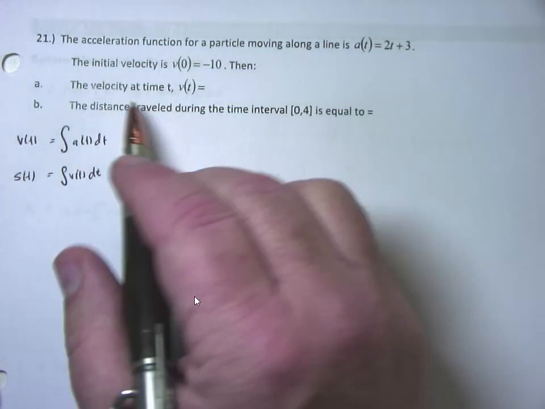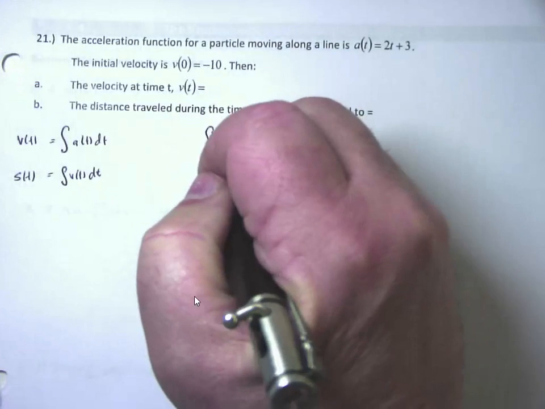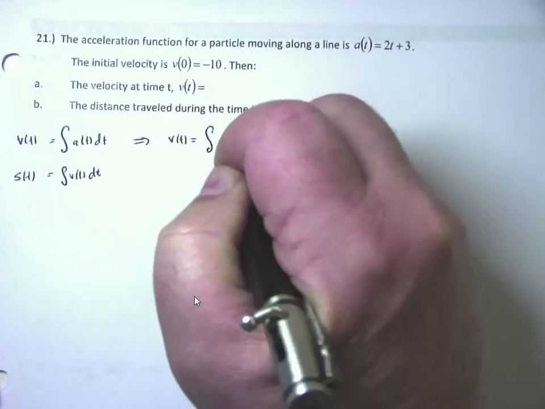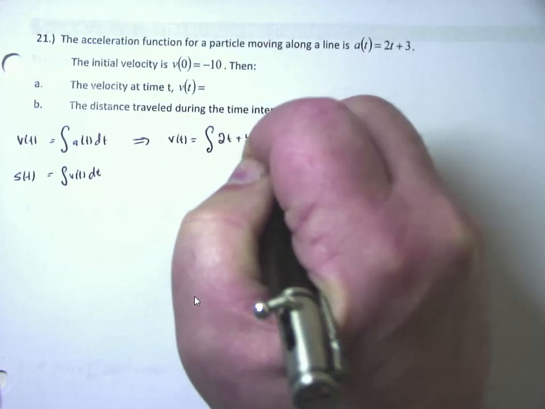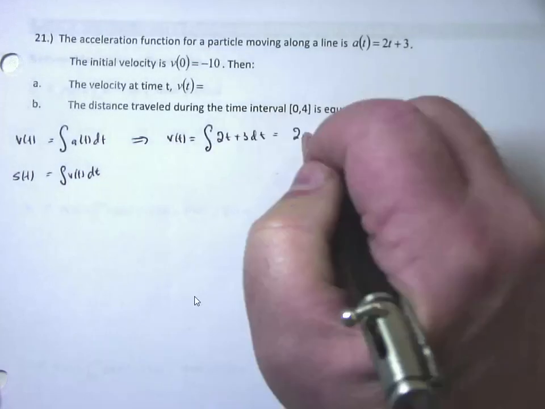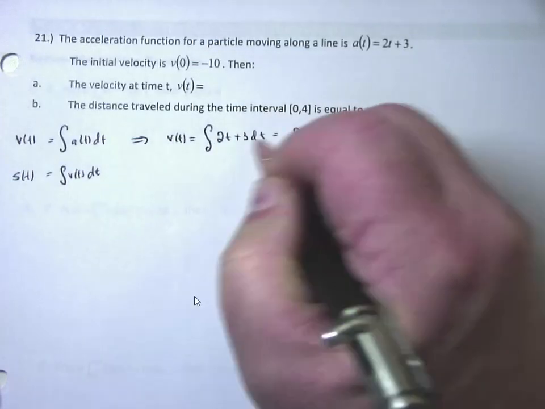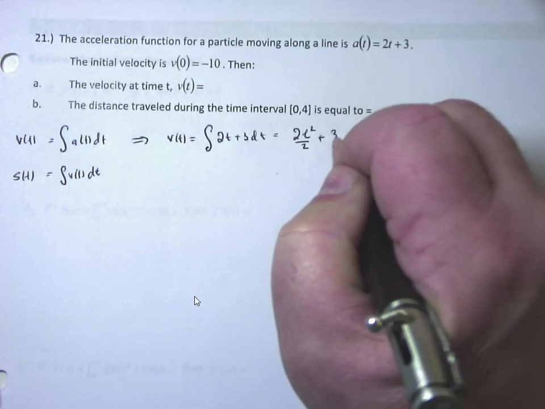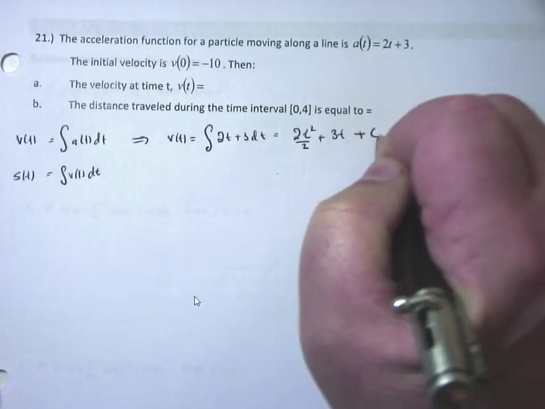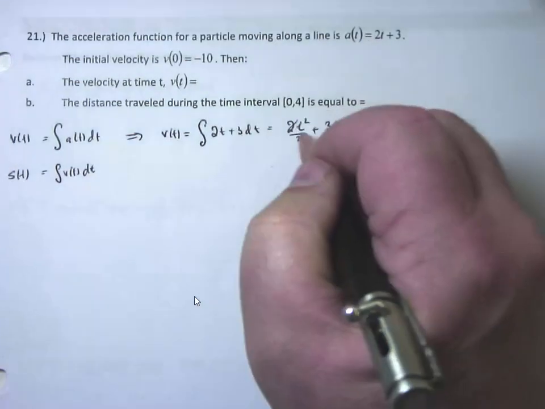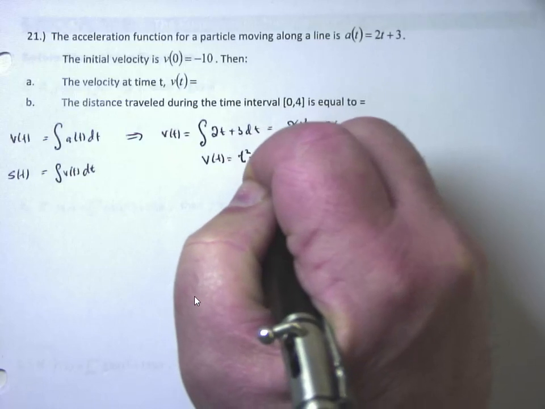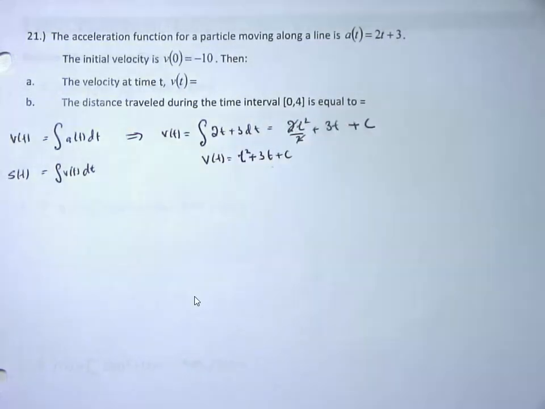So if they want a velocity function, I'm going to integrate the acceleration, which was given to be 2t plus 3 dt. Well, 2 is a constant, leave it alone; the integral of t to the first power is t squared over 2, plus the integral of 3 with respect to t, which is 3t. And of course, this is an indefinite integral, so you've got a plus c. The 2 cancels here, so you're left with v of t equals t squared plus 3t plus c.